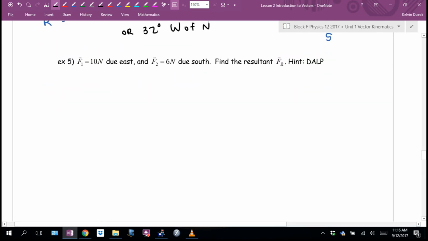Force 1 is 10 newtons due east. I've scrolled down. You probably still have it on your page, but I'm going to do this. Force 1 is 10 newtons due east. Force 2 is 6 newtons due south. Find the resultant by adding them together. Hint, draw a diagram. Okay. Josh, how big is force 1, magnitude and direction? 10 newtons due east. So I'm going to draw 10 to the east.